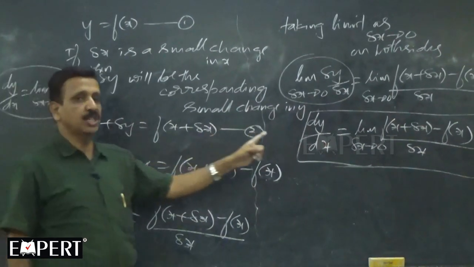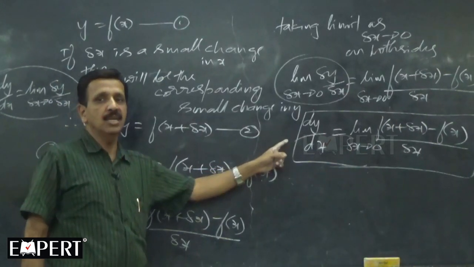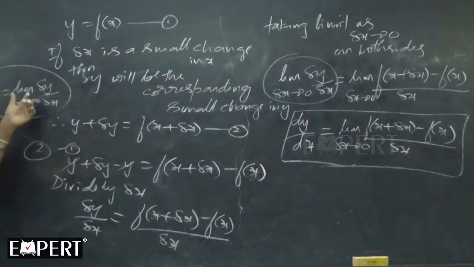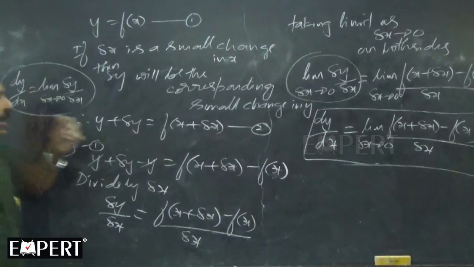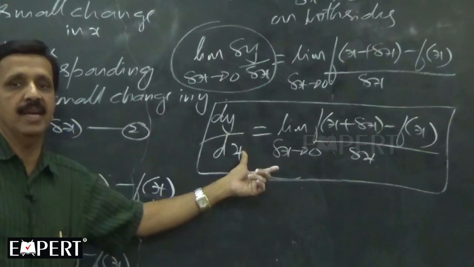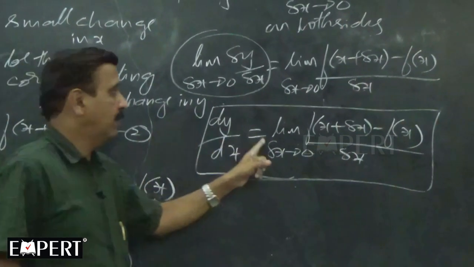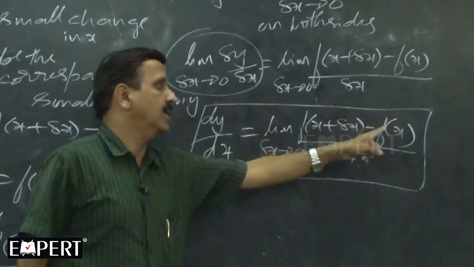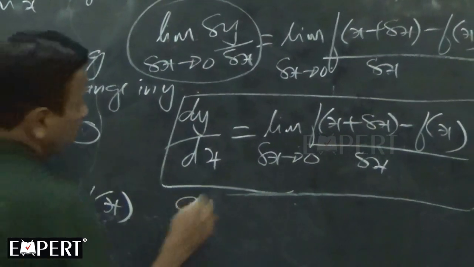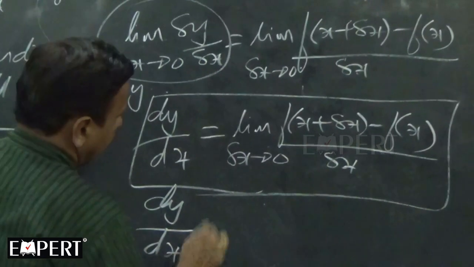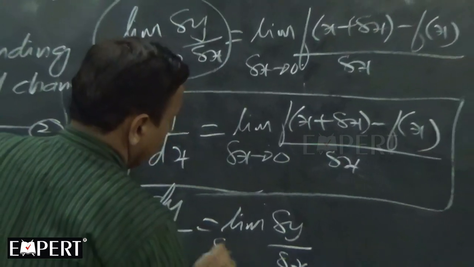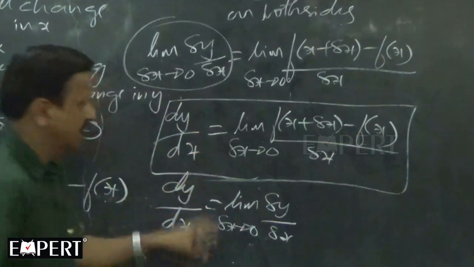Whereas this expression is to know how to get to dy by dx. This is to know what is dy by dx, and this is to find out how to find out dy by dx. dy by dx is equal to what? Limit of f of x plus delta x minus f of x divided by delta x when delta x tends to 0. Actually, this and this, dy by dx is equal to limit of delta y by delta x, are same when delta x tends to 0. These two things are same.